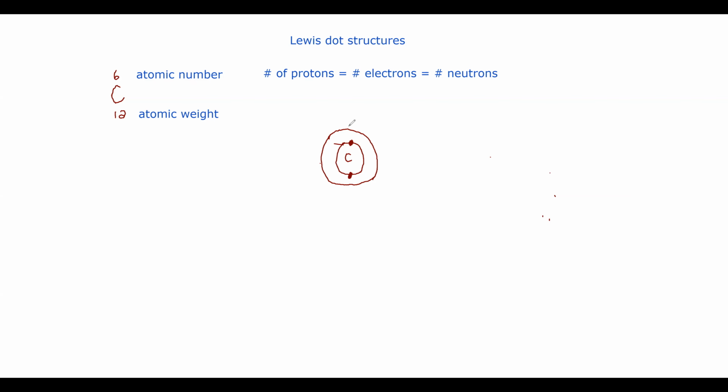Now, I'm going to put an electron here, here, here, and here. Now carbon has all 6 of its electrons on the diagram. Now what you want to look at is how many more electrons carbon needs to fill its outer shell. So let me repeat that. Its outer shell can hold 8 electrons. So carbon needs 4 electrons to have a full outer shell.